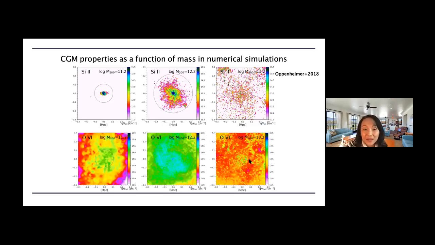And in terms of mass dependence, I like this figure from one of Ben's recent papers from EAGLE Zoom that shows the expected extent of low ions, as shown in the top row, traced by silicon two, from low mass at 10 to the 11 solar masses to high mass, beyond 10 to the 13 solar masses. In contrast, you can see what the simulation shows in terms of the high ions, again traced by O six, from low mass to high mass. Without showing any numbers, the visual difference is quite clear: it depends strongly on the mass scale we are looking at. So this is just to give you a general motivation for why we should care about the gaseous properties as a function of mass.